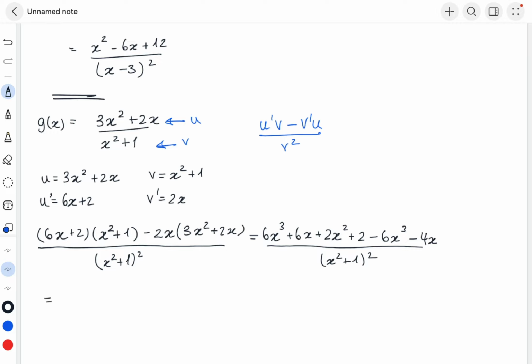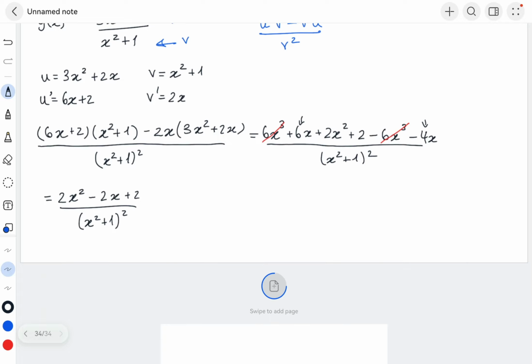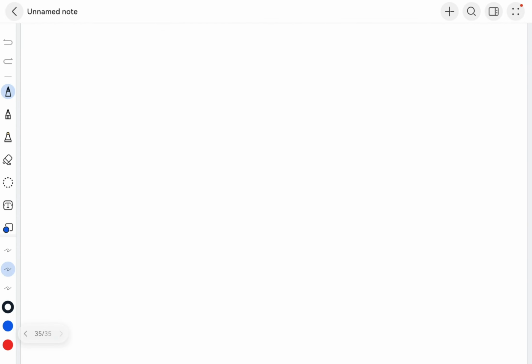Now we can combine like terms. 6x cubed and negative 6x cubed cancel out. We'll be left with 2x squared, and positive 6x and negative 4x will give us 2x, plus 2, all over x squared plus 1 all squared. Now let's try involving something with a radical and something where we'll have the product rule and the quotient rule at the same time.